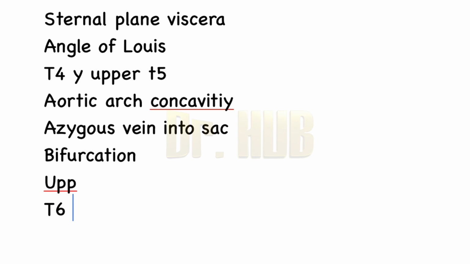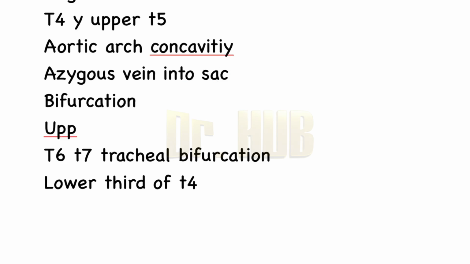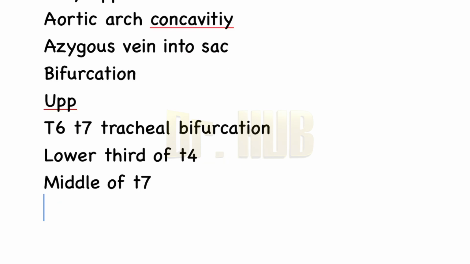Then comes the T6. The T6 spine coincides with the T7. And here the tracheal bifurcation is seen, and the level of the bifurcation of the trachea varies from the lower third of the T4 to the middle of the T7. So the average position is at the level of the lower third of the T5.